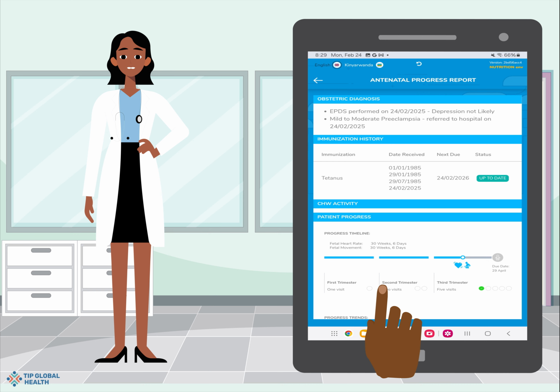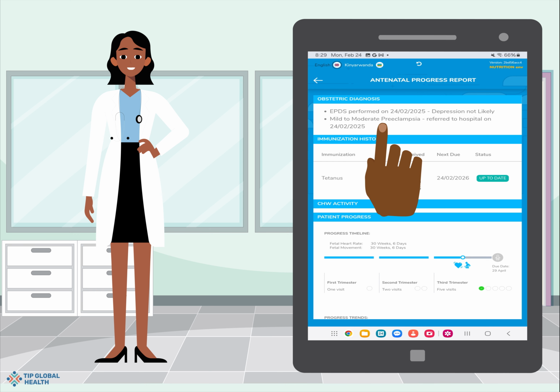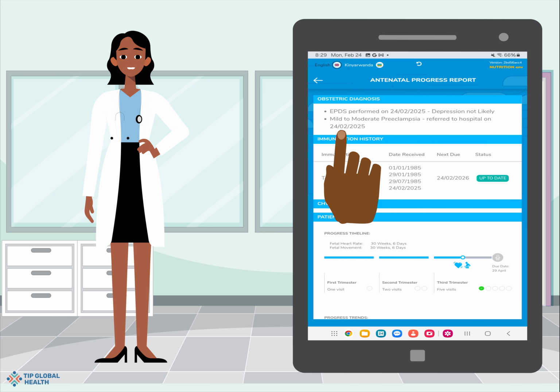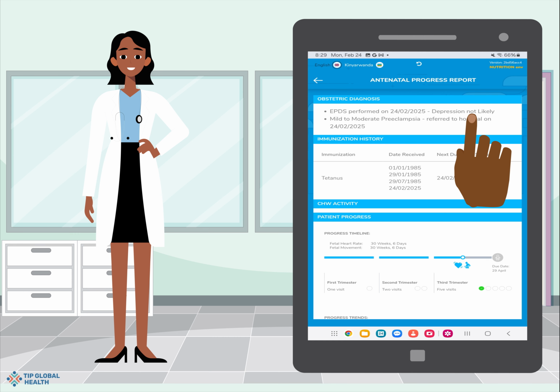Obstetric diagnosis in the current pregnancy shows that she was diagnosed with mild to moderate preeclampsia, and I referred her to the hospital on this date. I also performed this test, and her depression was not likely.